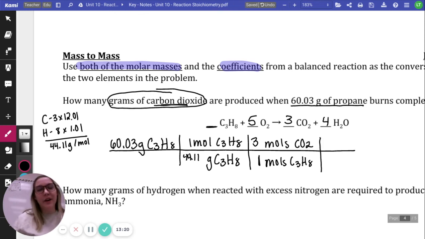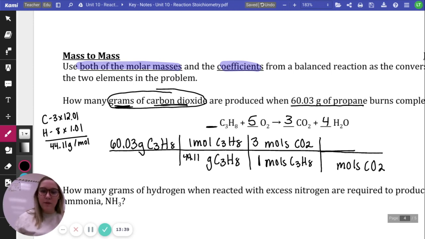Okay, and then finally, our last step, convert to what the problem is asking for. Our problem wants grams of carbon dioxide. So once again, it's not moles of carbon dioxide that I want. So since it's not, we're going to drop it low. Moles of CO2. We're trying to get to grams.